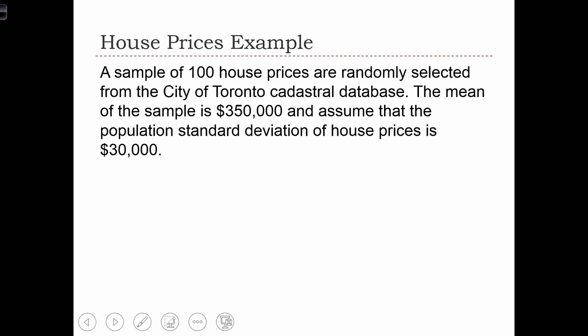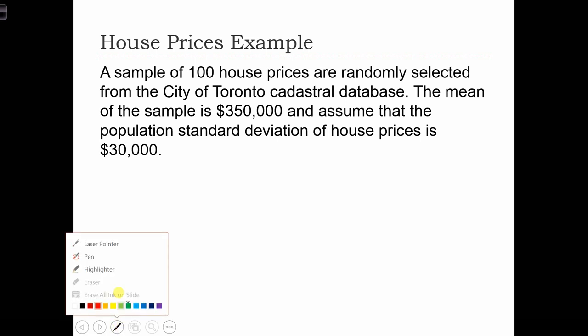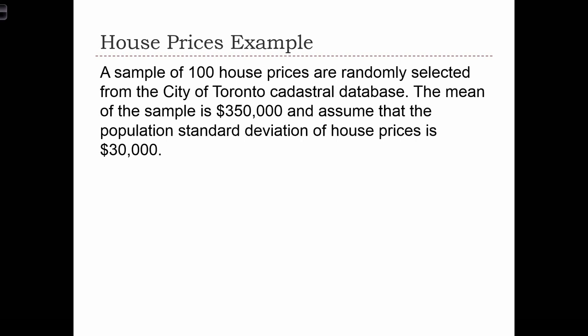Now we're going to learn how a sampling distribution can be used to provide estimates of precision about how good our sample mean is at estimating the population mean. Suppose we have a sample of 100 houses in Toronto, and we find that the X bar, the sample mean of the houses, is $350,000, and that the standard deviation is assumed to be $30,000. The population standard deviation, that is.